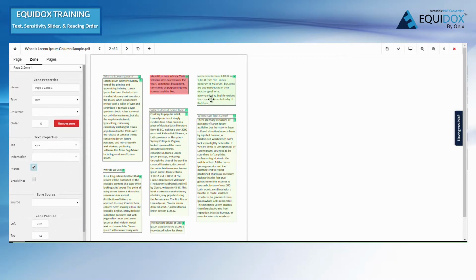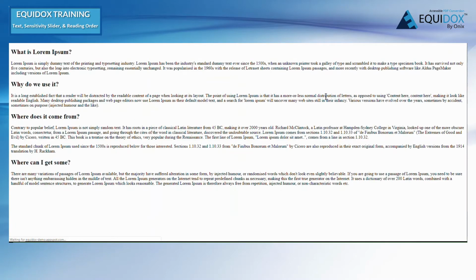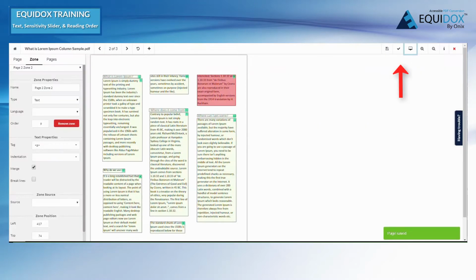The presenter merges the text zones into the correct columns. Then save this layout and preview the page. The preview document displays how the edits will look on the final document. Mark the page as validated, and move to the next page.